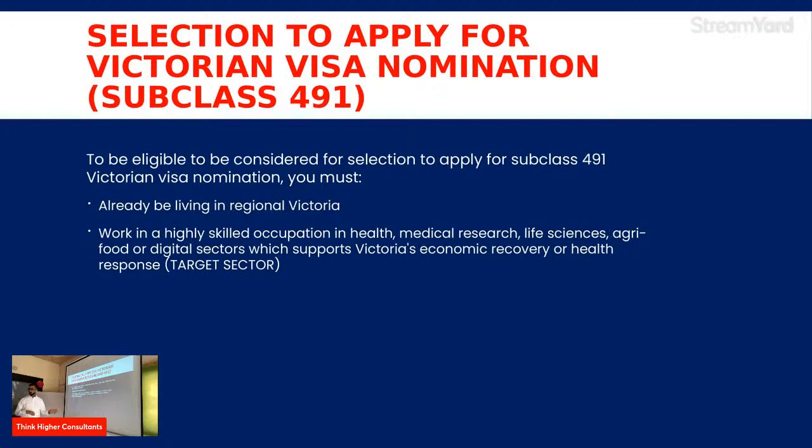So that's the benefit of Victorian 491. So ultimately, the summarized version, bottom line is that you need to work in your nominated occupation. ये ज़्यादा important है. Let's go to the next slide.